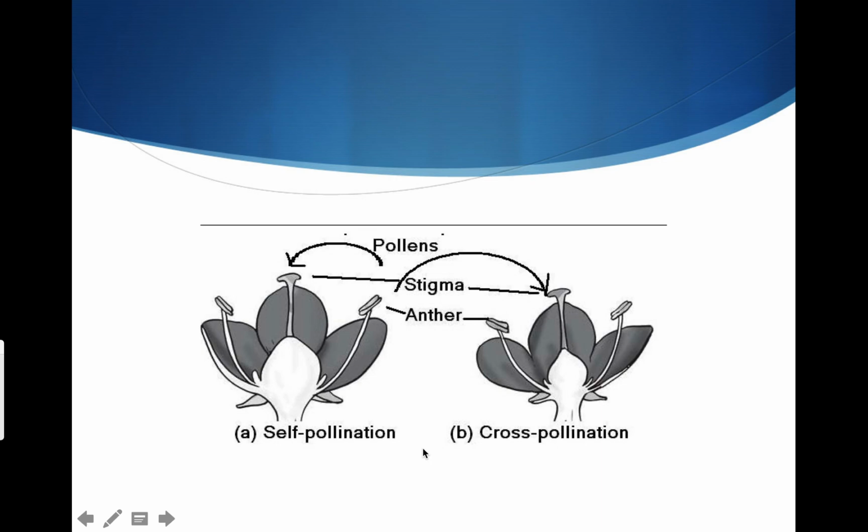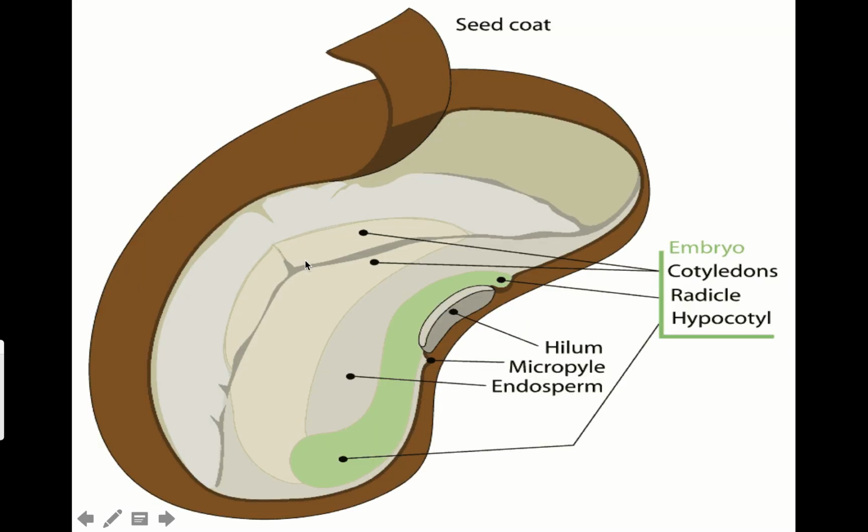And when we talked about genetics, we talked about Gregor Mendel. He was able to create the right plant that he wanted, that had the right genotype, and then he was able to do self-pollination with that plant to continually reproduce the same type of plant. Here's the seed. You've got the endosperm, which is the food for the embryonic plant.